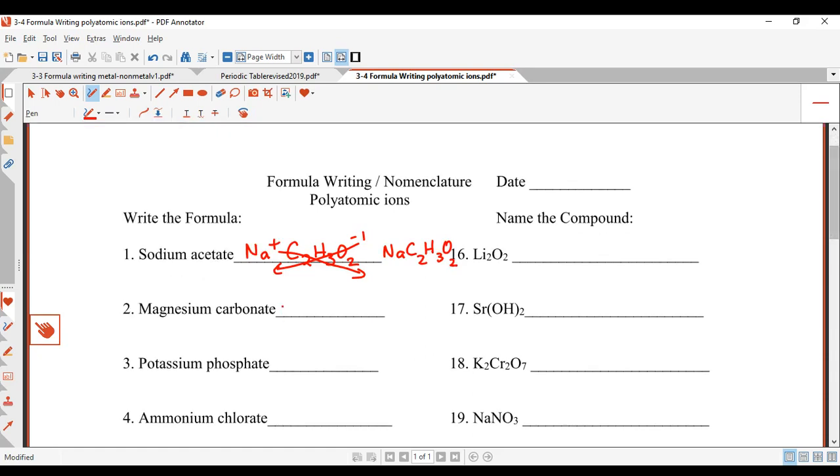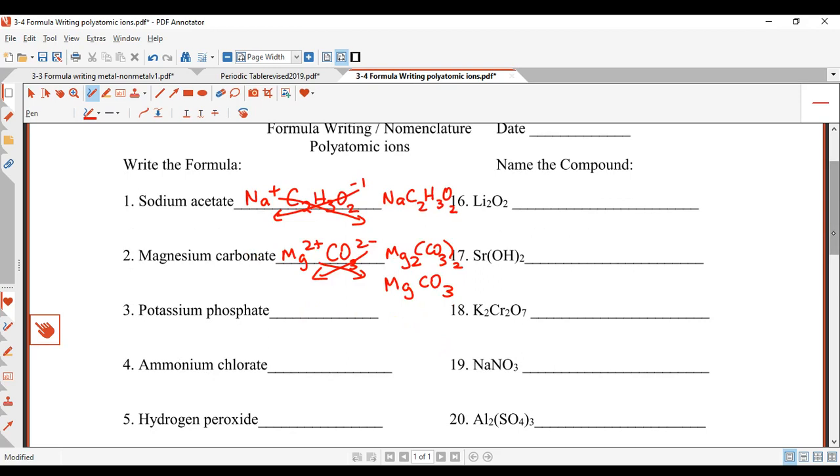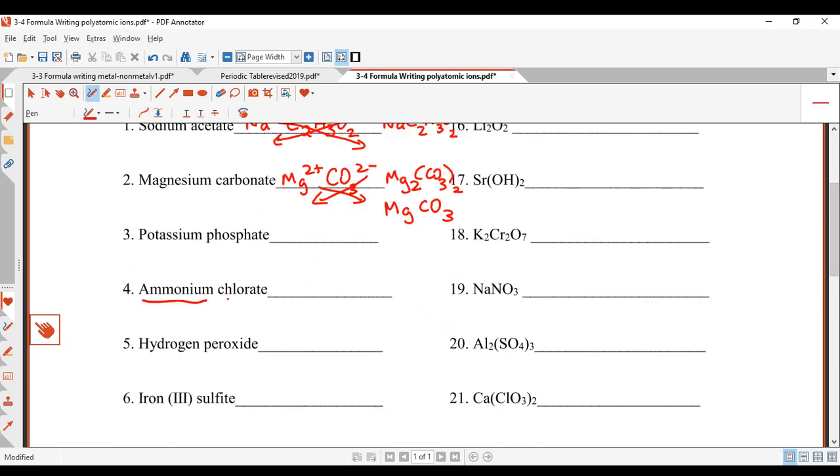With the next one, we have magnesium with a +2 charge. We have carbonate with a -2 charge. We do the crisscross, we get Mg2(CO3)2. That simplifies since they're both 2's, and that becomes MgCO3. Down here we have ammonium chlorate. Ammonium, remember, is your 1 positive polyatomic, NH4+. Chlorate is ClO3-. Here we do the crisscross. We only have one of each, so we write NH4ClO3.